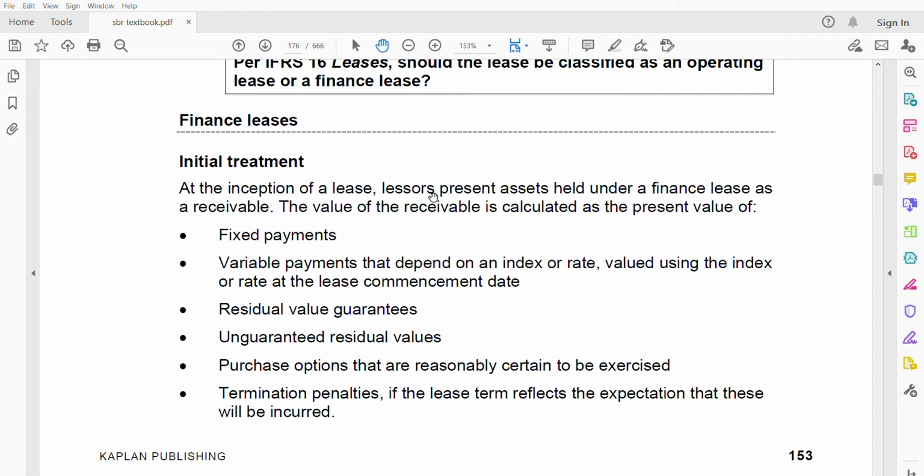So at the inception of a lease, the lessor presents assets held under a finance lease as a receivable. Why receivable? I am giving my goods to someone on credit. So whoever I'm giving my goods to on credit, my customer, they are my receivable now. I'm going to get a consideration from them. So same way for lease also. You have to record a receivable because you are going to receive the consideration from the lessee. You have not yet received it, you are going to receive it in the future. So it's a receivable. Whether you have given the ownership to the lessee or not, this receivable is there.